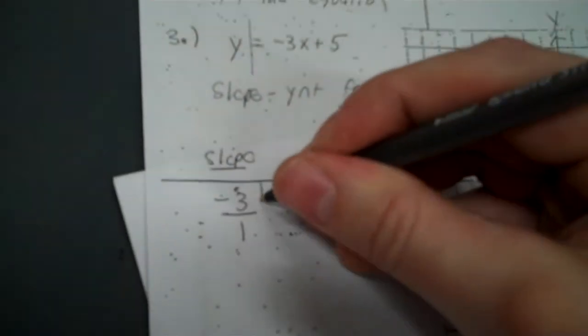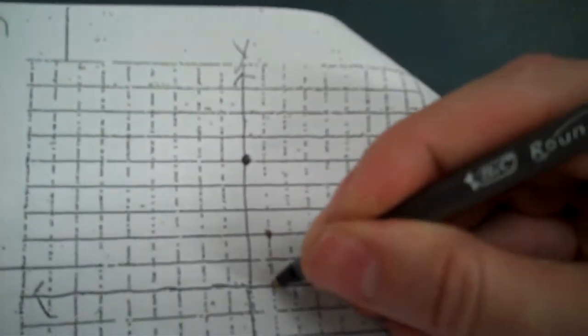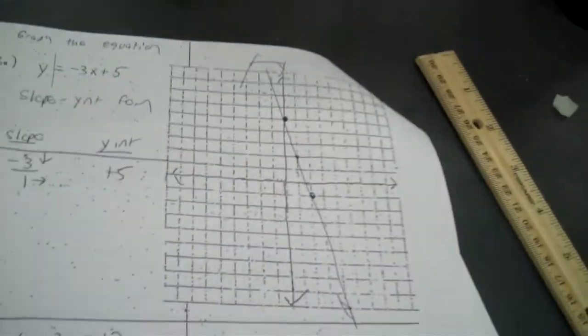Okay, so on the y-axis I go up 1, 2, 3, 4, 5, and then from there I go down 3 units and forward 1. So down 3, forward 1, down 3, forward 1. Then you take your little ruler and make the line. That's a horrid looking line. Okay.